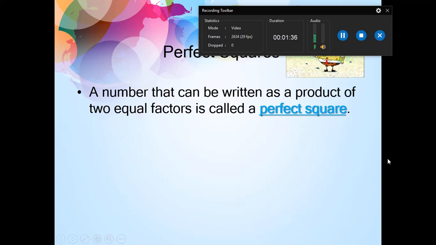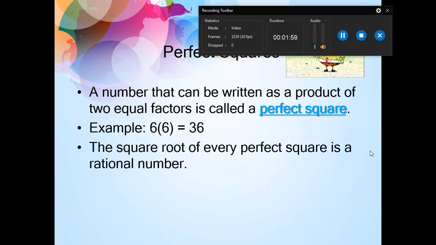When you take any number and you write it as a product of two equal factors, so it could be 2 times 2 or 15 times 15, we're going to produce a perfect square. So here's an example. 6 times 6 produces 36, and 36 is classified as a perfect square. What's nice about perfect squares is that if you want to work backward and square root them, you're going to get a rational number. That means it'll be something that's either a whole number or an integer or a fraction or maybe a terminating decimal.